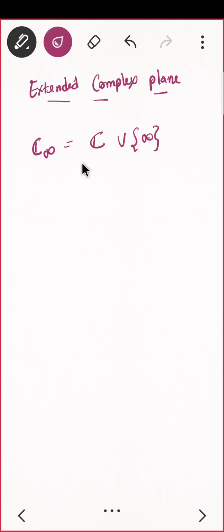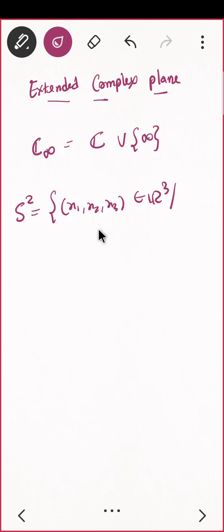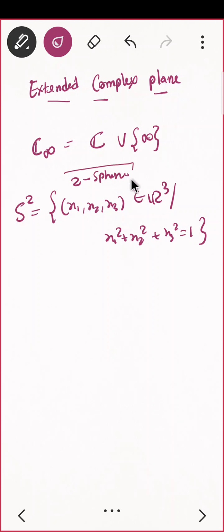This is a notation, that is, C infinity is the notation, and one more notation I'll be using is S2. What is S2? S2 is the set of all points (x1, x2, x3) belonging to R3 such that x1 square plus x2 square plus x3 square is equal to 1. This is called the two sphere. Correct? Do you see what is the two sphere?